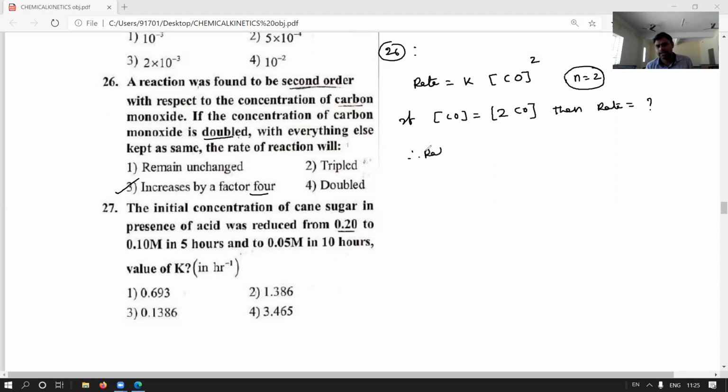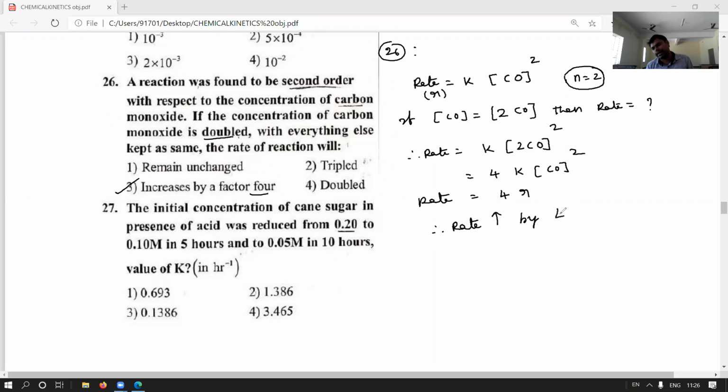Therefore, let the initial rate be R equal to K into CO square. Then with 2 CO, the rate is K into 2 CO whole square, which means 4 into K into CO whole square, which is nothing but 4 into R. The rate is increased by 4 times, that is, increased by a factor of 4.